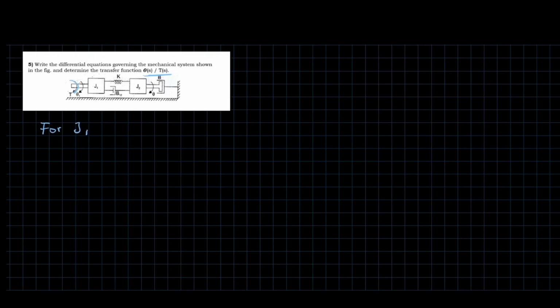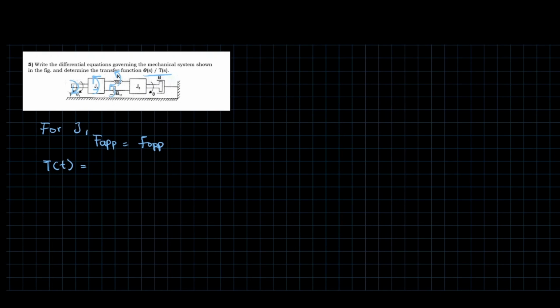So when you apply the torque in this direction, what's going to happen? The inertia is going to try and oppose the torque, the inertia J1. The damper here is going to try and oppose the torque, and the spring will also try to oppose the torque. So the sum of applied forces is equal to the sum of opposing forces. In this case, the applied force T of t should be equal to, the first one is J.